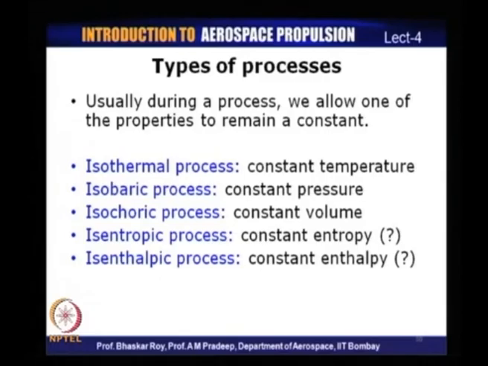A process during which a property known as entropy is constant is called an isentropic process, and a process during which yet another property, enthalpy, is constant is called an isenthalpic process. So, I have indicated question marks here against entropy and enthalpy, because at this moment you would probably be wondering what entropy and enthalpy are. We shall understand these terms in much more detail during later lectures. So, a process during which a particular property is held constant is classified as a different process on its own.